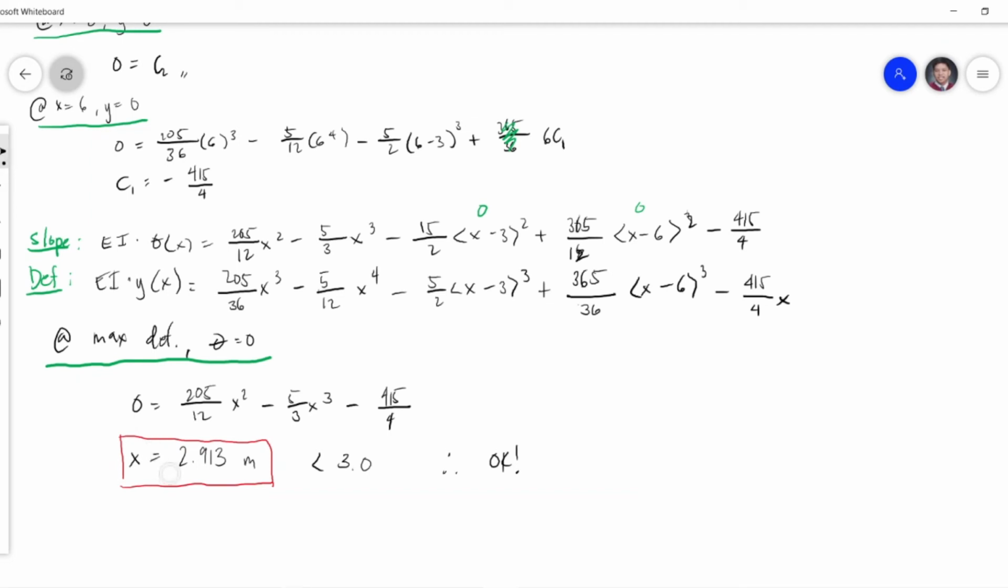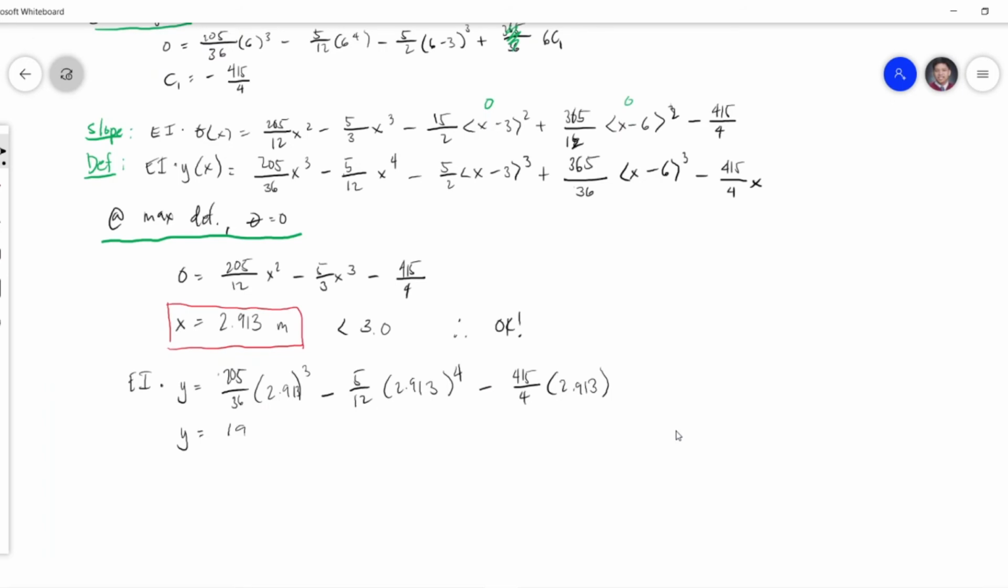Now, calculating natin yung maximum deflection natin, we have y equals, or EIy equals 205/36 times 2.913 cubed minus 5/12 times 2.913 to the fourth. Again, 0 na ito, 0 na rin ito, so diretso na tayo dito. Minus 415/4 times 2.913. Okay, solving for y, we have 191.468 over EI. So ito na yung ating sagot for item 2.